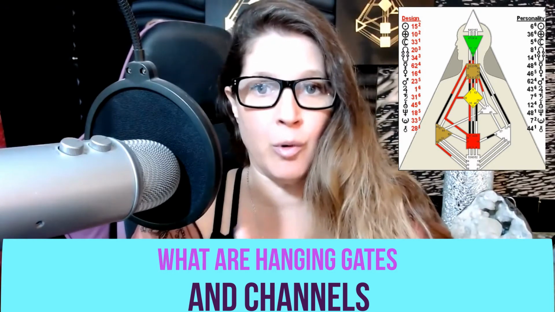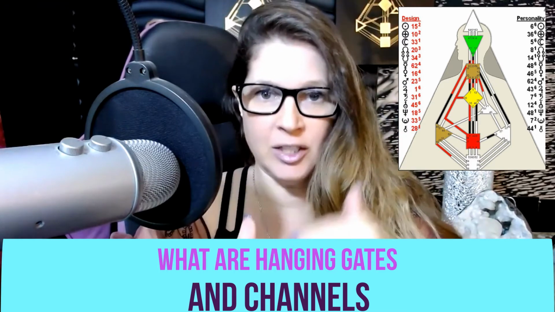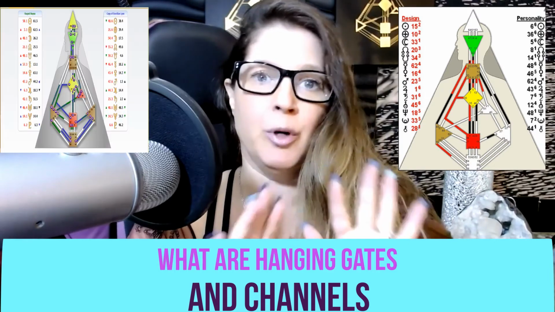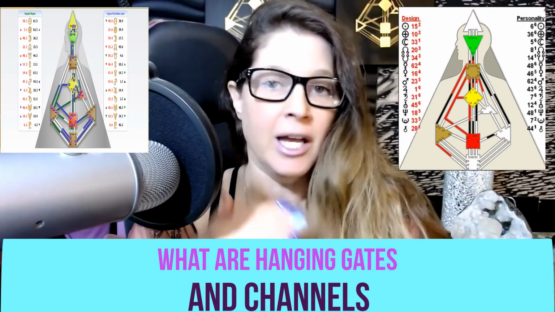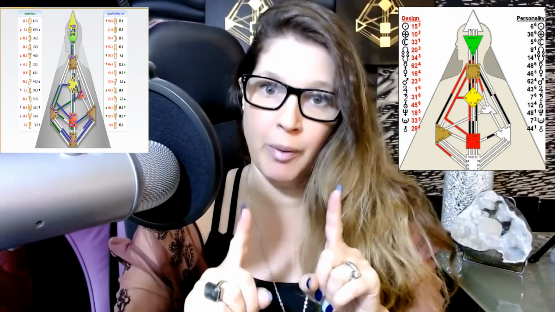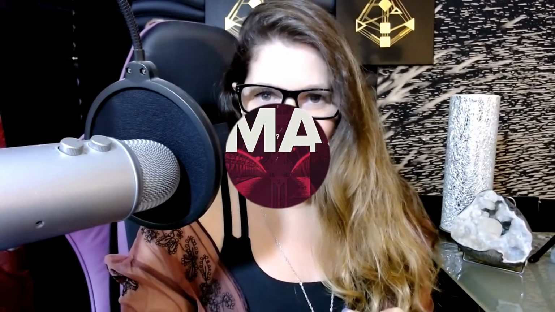For those of you who are more advanced, I'm also going to be talking about how these gates and channels operate with your composite chart, meaning when you put two people's charts together, either a friend, a lover, a husband, a wife, a partner, two people. When three people come together, this is something different, but when two people come together, the gates and the channels operate in specific ways, and that's what you're going to learn in this video, so I'll see you on the inside.